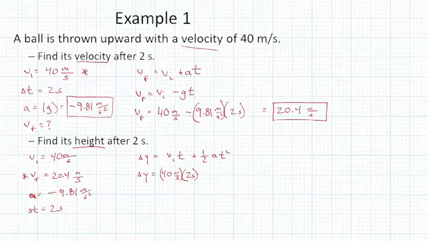Now, instead of adding 1/2 at squared, remember, since the a is negative, that's going to make that whole value negative. So we're going to subtract 1/2 times, what's the value of our acceleration? 9.81 meters per second squared times time squared, which is 2 seconds squared.